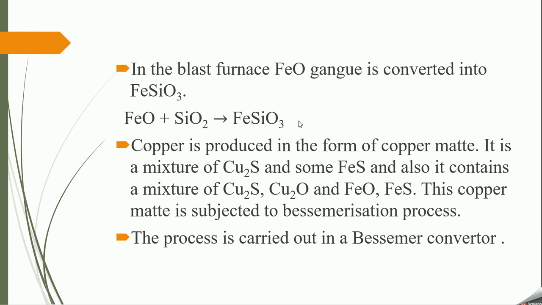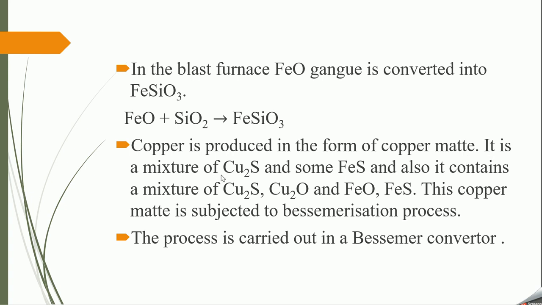This slag is formed in the middle of the blast furnace and finally it comes down. It is collected at one end as a solid waste. And copper is produced in the form of copper matte. What is copper matte?